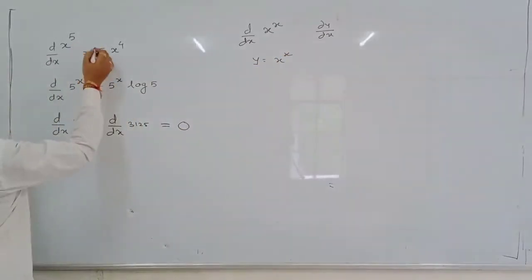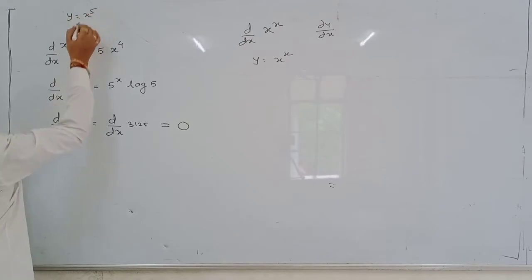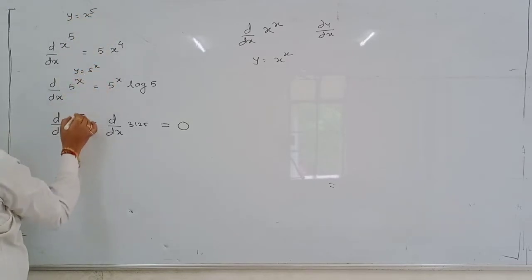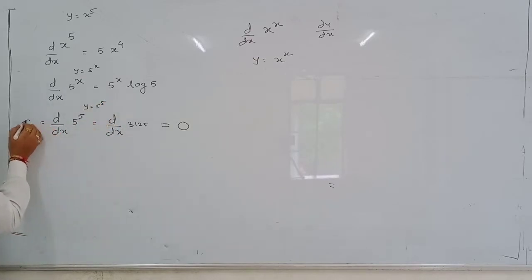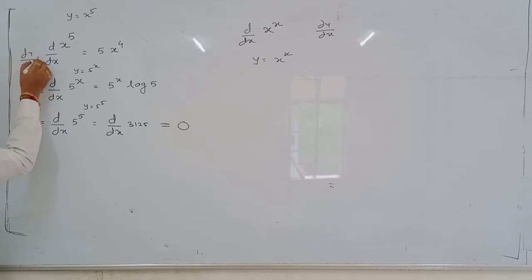Here also, y is equal to x to the power 5. Here y is equal to 5 to the power x. Here y is equal to 5 to the power 5. So these are the values of dy by dx. Differentiation of y with respect to x. See, in place of y, what did I write? y is equal to x to the power 5, so in place of y I can write x to the power 5. Here dy by dx, in place of y we can write 5 to the power x. So in place of this y I have written 5 to the power x. dy by dx, so d by dx in place of y. What is y? 5 to the power 5. So we can write 5 to the power 5.